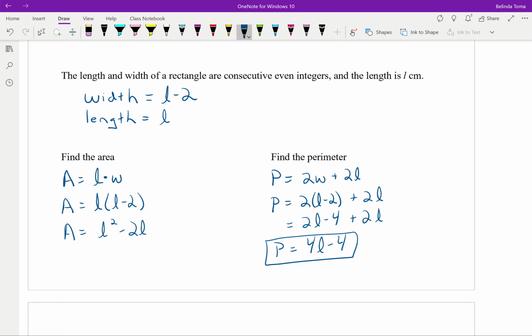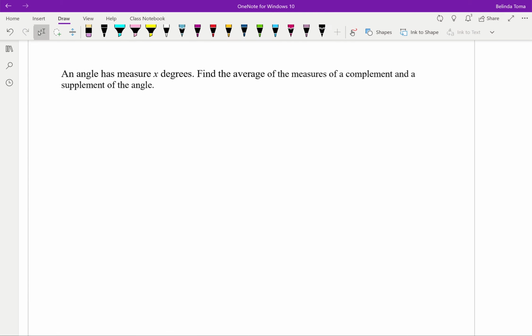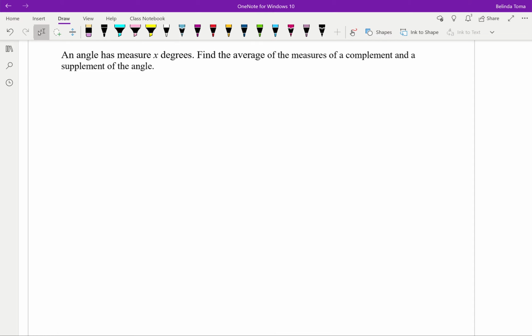All right, so our last question here is just going to use the concept of complementary and supplementary. An angle measure has x degrees, so it's telling us that that's the variable that we're going to use, and we want to find the average of the measures of the complement and the supplement of the angle. So please recall from the notes that I did a little bit earlier that the complement, if x is our angle, is going to be 90 minus x. The supplement, remember supplement straight line, the supplement of our angle is going to be 180 minus x.